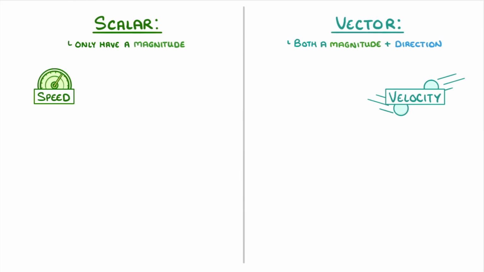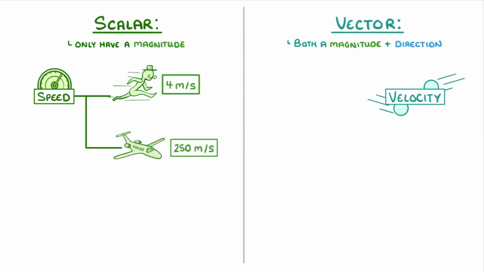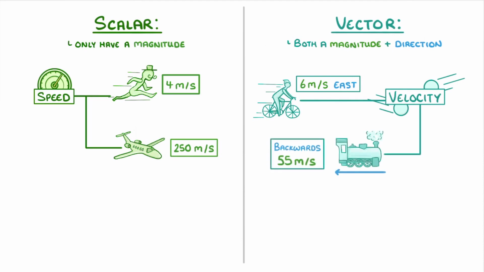So speed would be considered a scalar quantity because it only conveys magnitude. This might be a person running at 4 meters per second, or a plane flying at 250 meters per second. Velocity, on the other hand, is a vector because it also has direction, like a person cycling 6 meters per second east, or a train traveling backwards at 55 meters per second. It's really common in the exams to get speed and velocity confused, so just make sure you're completely sure about which one's which, and try not to get them mixed up.